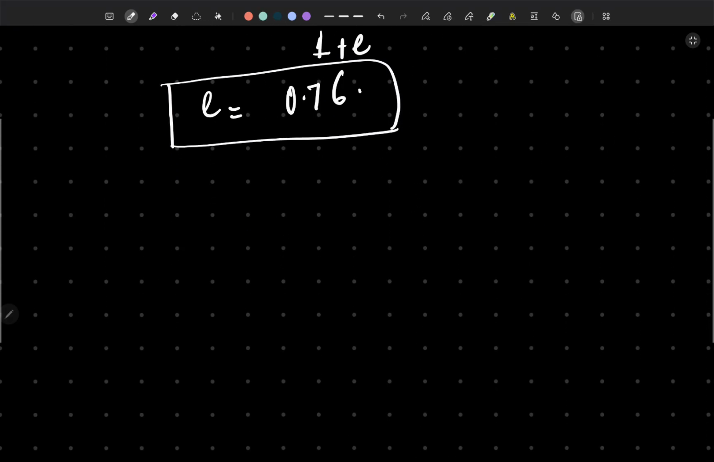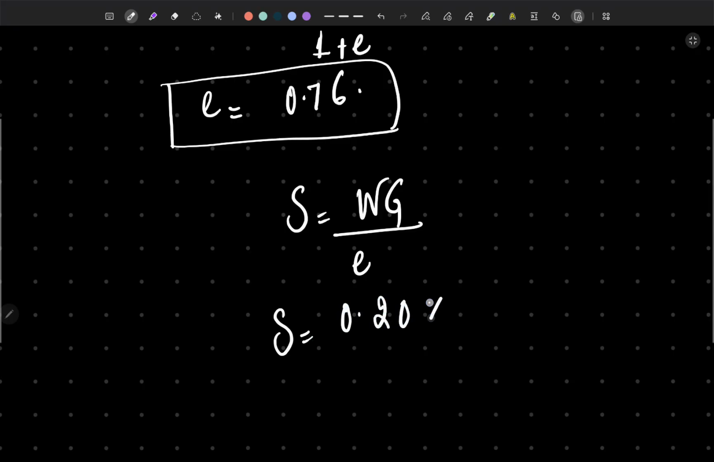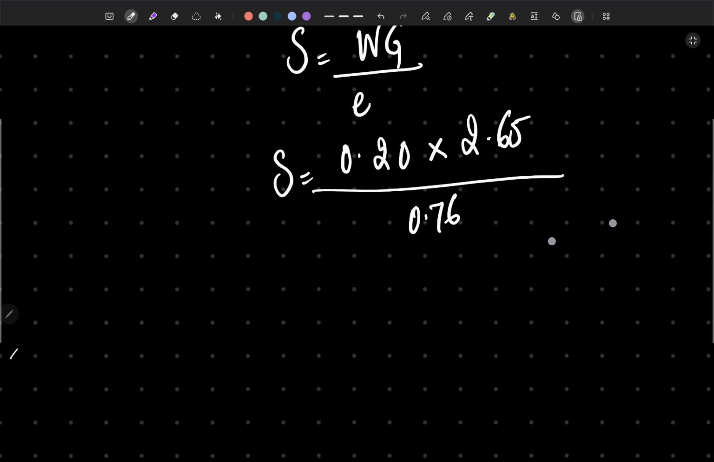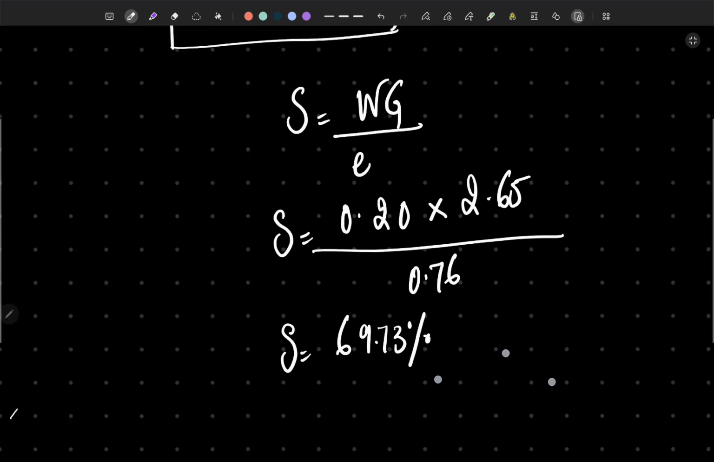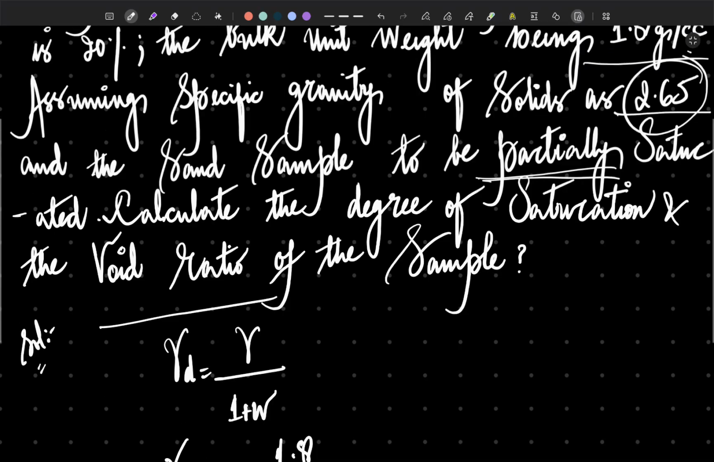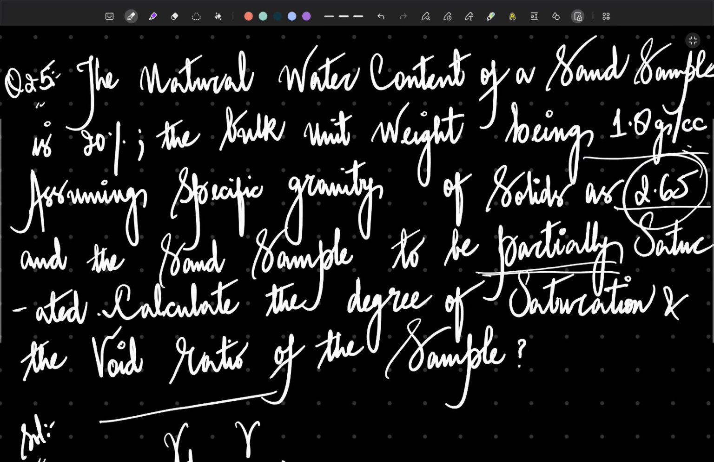Now we need to find the degree of saturation, which is equal to wG divided by e. Water content is how much? 20%. Specific gravity, we have to use 2.65. Void ratio is 0.76. So degree of saturation by calculations is 69.73%. All right, 69.73%.